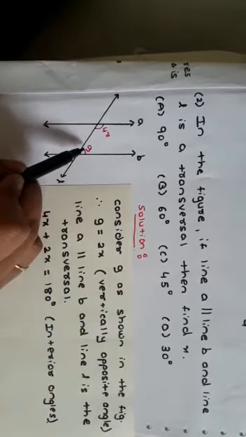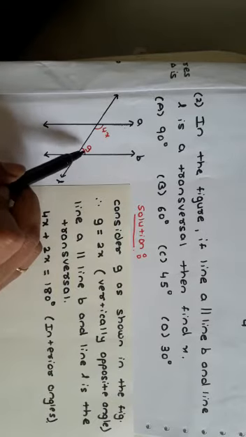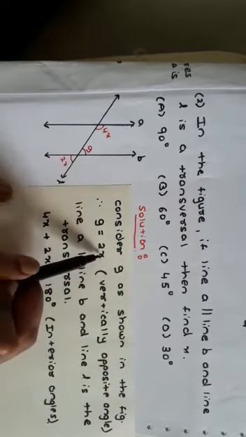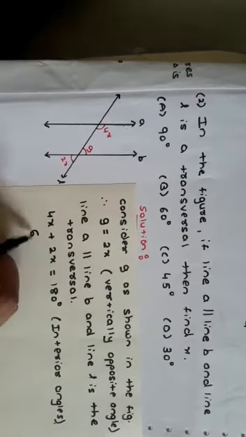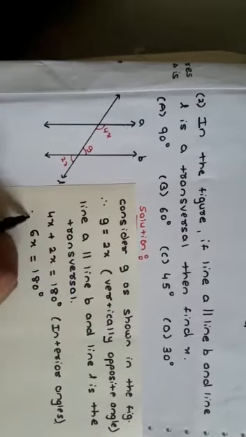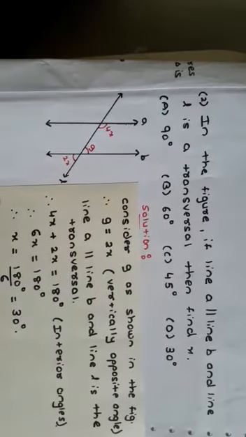4x plus G is equal to 180 degree because both are interior angles, but G is 2x. Therefore, in place of G, I write 2x. Now, 4x plus 2x is 6x, which is equal to 180 degree. And therefore, x is 180 degree by 6, 30 degree. So, the value of x is 30 degree.